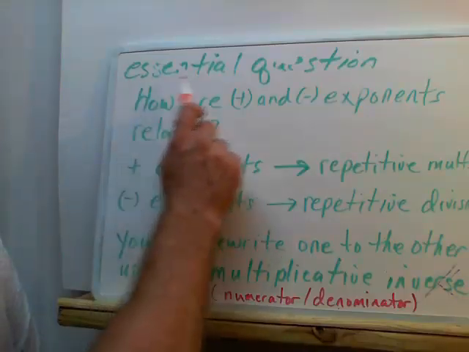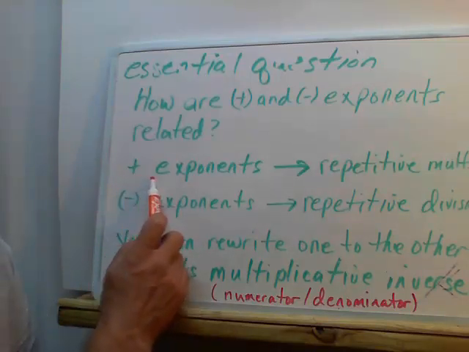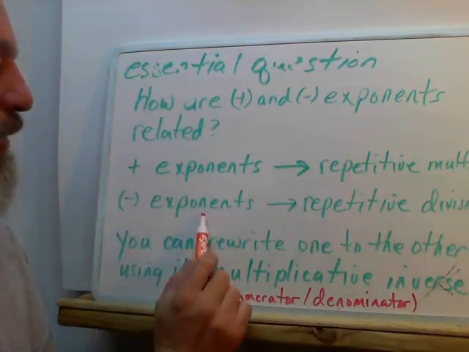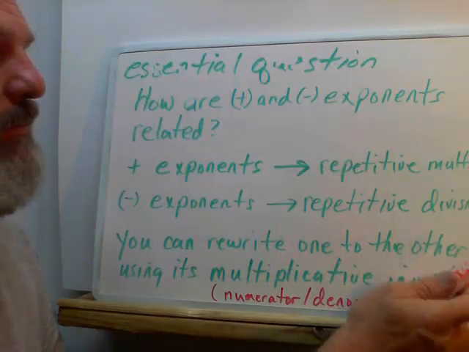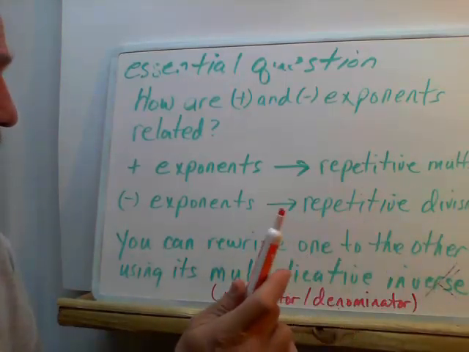Now to our essential question. Our essential question was, how are positive and negative exponents related? And the way to put that is two things. First of all, positive exponents are repetitive multiplication. Negative exponents are repetitive division. Remember, we can look at division as a form of multiplication by using it fractionally.